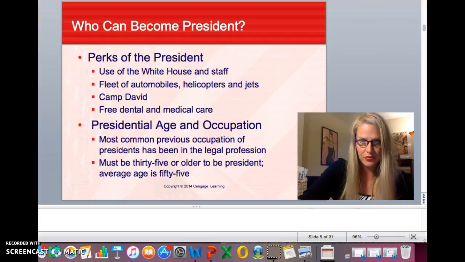Perks of the president. You have the use of the White House and staff, fleets of automobiles, helicopters, jets, Camp David, which who wouldn't mind that? Free dental and health, medical care.